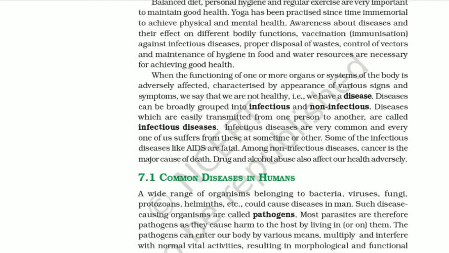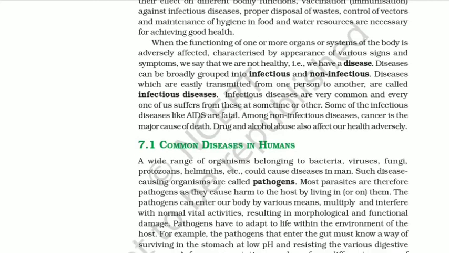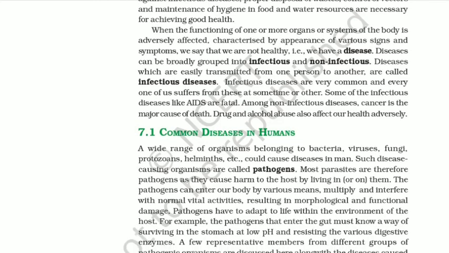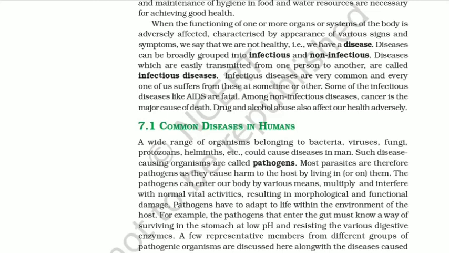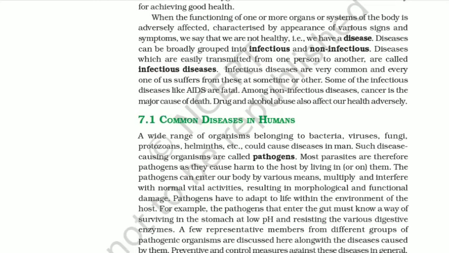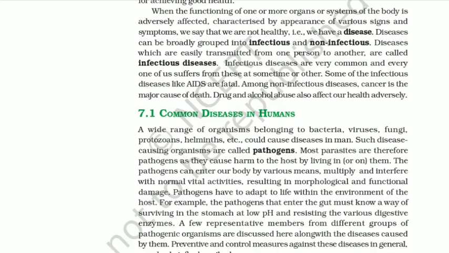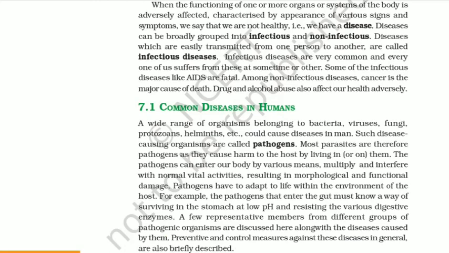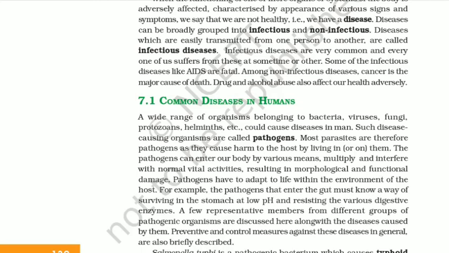When the functioning of one or more organs or systems of the body is adversely affected, characterized by appearance of various signs and symptoms, we say that we are not healthy. That is, we have a disease. Diseases can be broadly grouped into infectious and non-infectious. Diseases which are easily transmitted from one person to another are called infectious diseases. Infectious diseases are very common and every one of us suffers from these at some time or other.